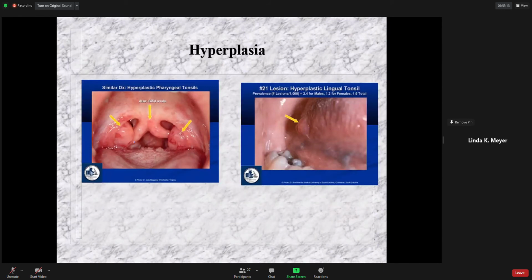During infections, we're said to have hyperplasia of our tonsils. Or this, remember the lingual tonsils in the base of the tongue, they can extend over on the posterior lateral borders, and they can actually become hyperplastic.